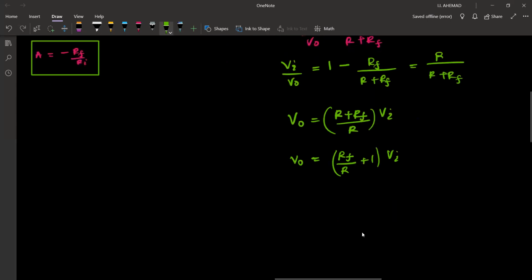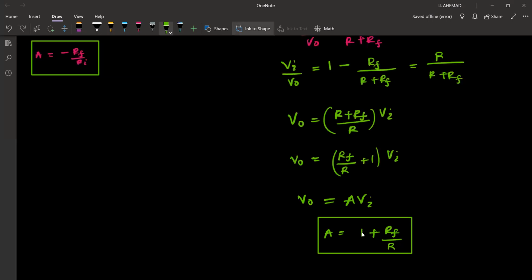Okay. So we know that V0 is equal to A times Vi. A is equal to 1 plus Rf over R. Okay. Are these 2 equations clear?